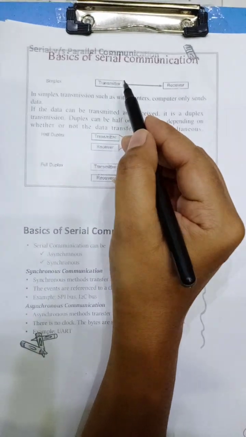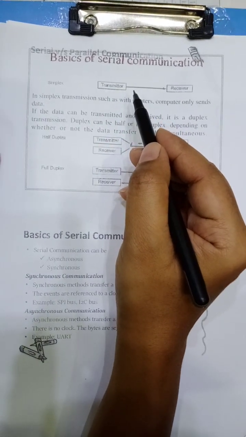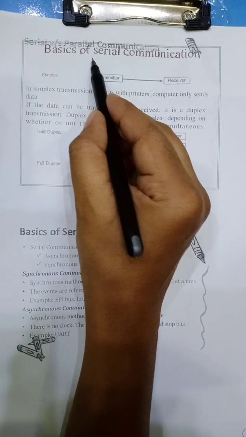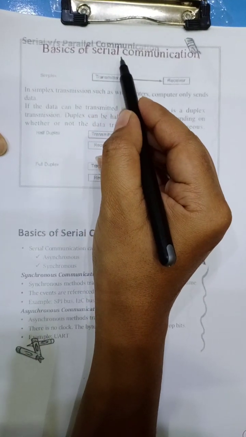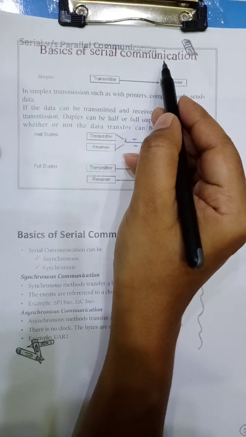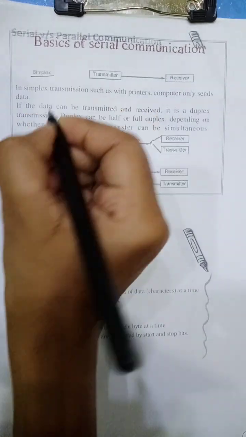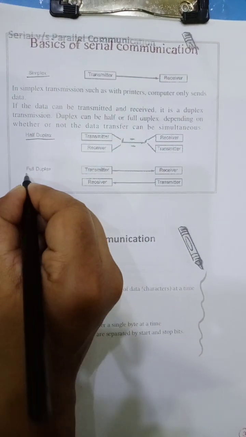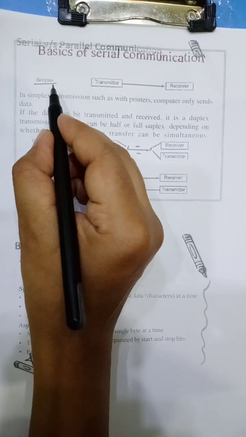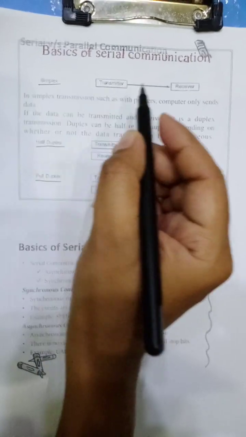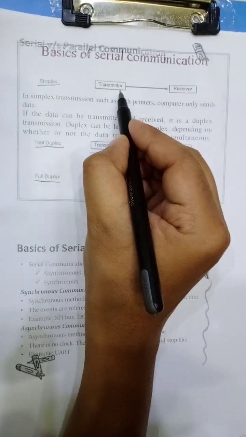With that basics of serial communication, we will try to know much more about the serial communication basics. Basically, there are three methods of transmission in the serial communication. One is simplex, another one is half duplex, another one is full duplex. In simplex transmission, the data will be transmitted from the transmitter to the receiver.